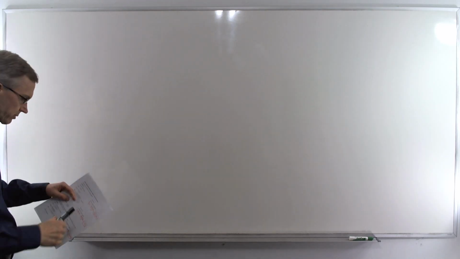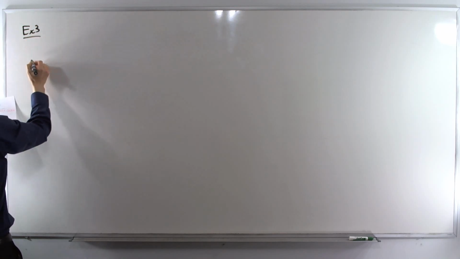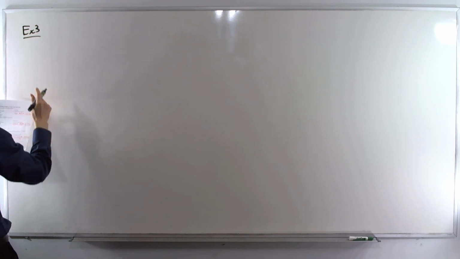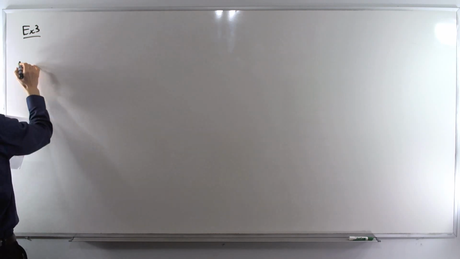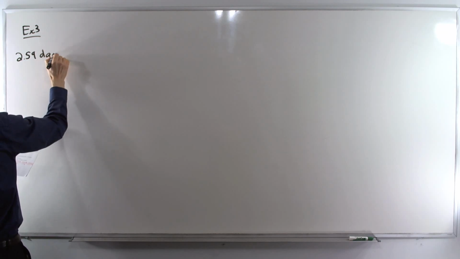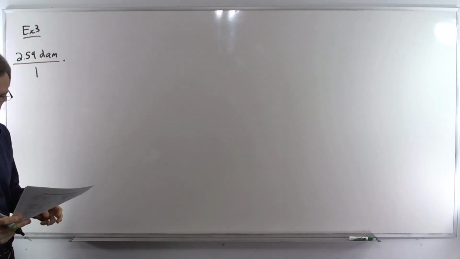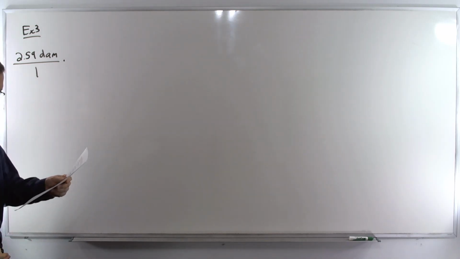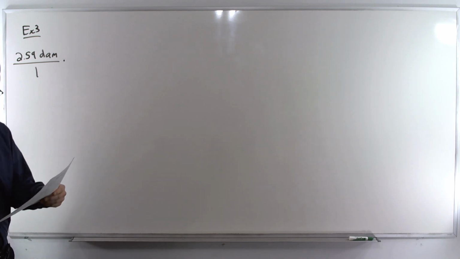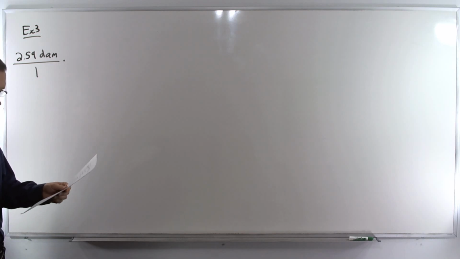Now the metric conversions we did last time, these can be done with dimensional analysis. Example 3, 2.59 decameters to centimeters. Now from our table, to go from decameters to centimeters, we're going down 3 places. All right, 1 to get to the base unit and 2 more to get to centimeters.